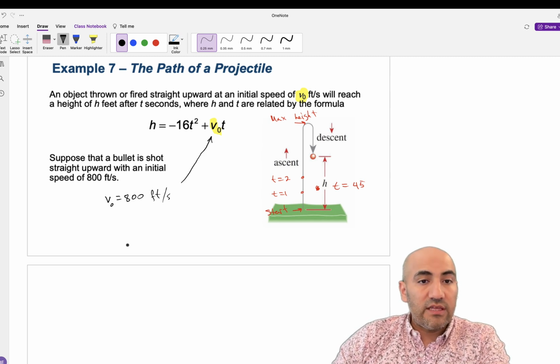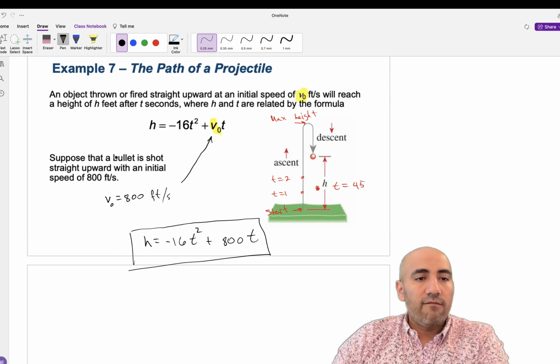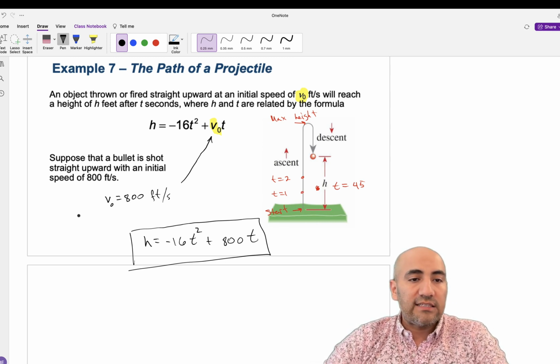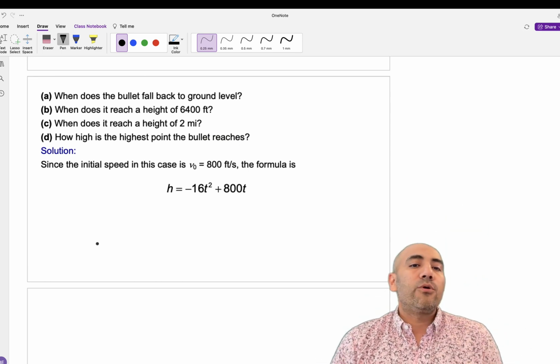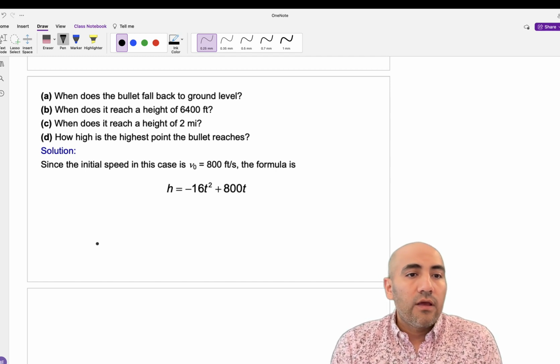So that's what goes right in there. So our new equation for this situation of a bullet being shot straight into the air is going to be that the formula is h equals negative 16 t squared plus 800 t. Okay, so that's the equation we want to use for this situation of a bullet being shot straight up into the air with initial velocity of 800 feet per second. Okay, so with that in mind, let's answer a few things. When does the bullet fall back down to the ground? When does it reach a height of 6,400? When does it reach a height of 2 miles? How high is the highest point that the bullet reaches?